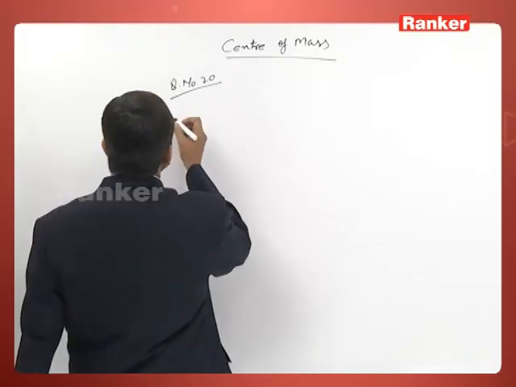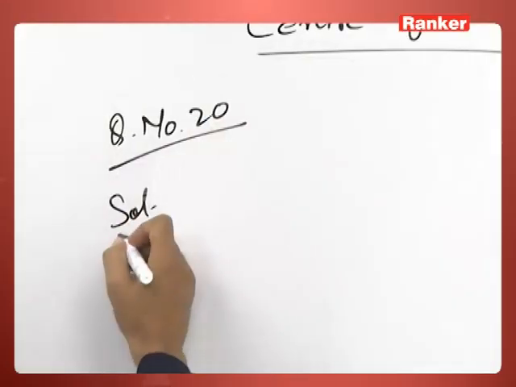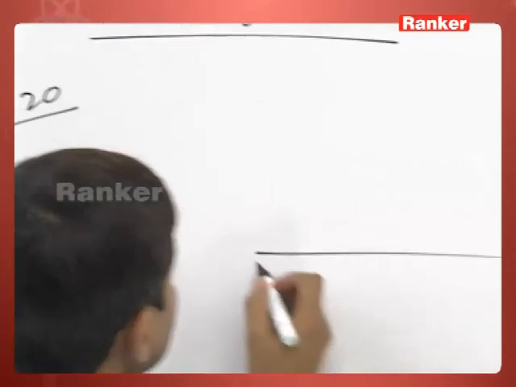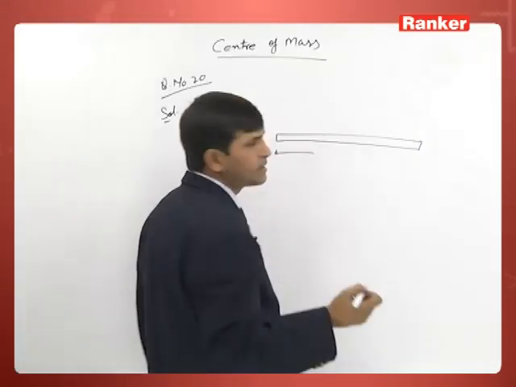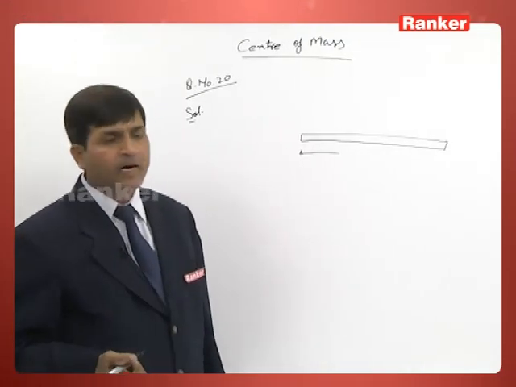See here. As per the question here, let the boat be of length L and mass 4m.